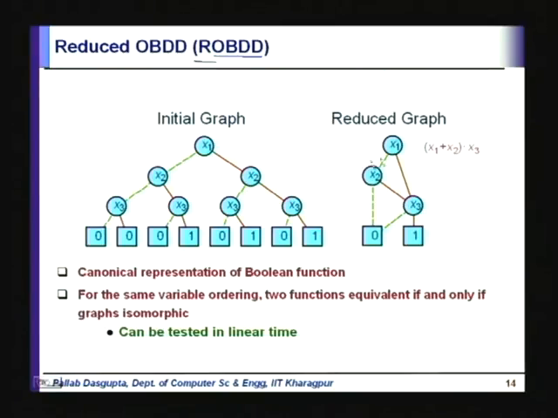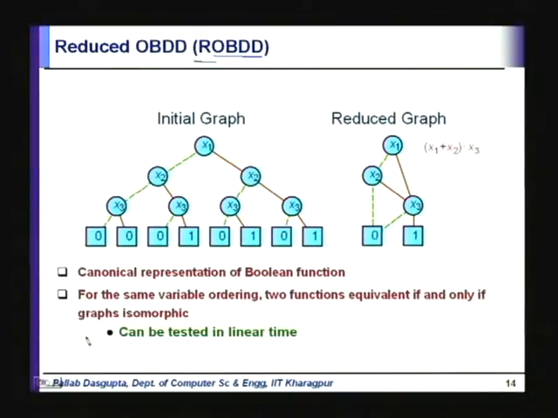Okay. For a given ordering of the variables, the BDD is canonical, right. So, no matter what is the original function from where you started, after you have reduced it for that ordering, you are going to get the same graph. Alright. This is the good property of the BDD. So, because it is canonical, for the same variable ordering, two functions are equivalent if and only if their graphs are isomorphic, right.